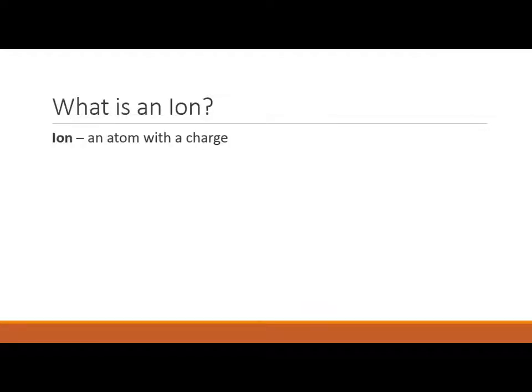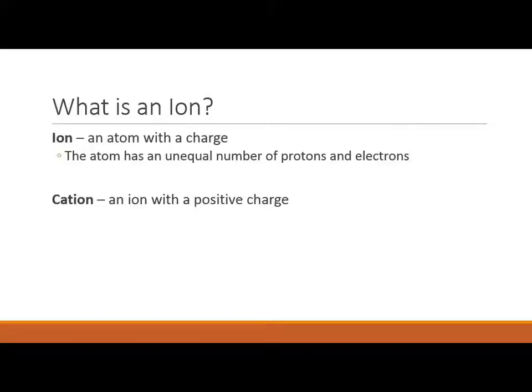Now, what does that mean? Well, it means that it has an unequal number of protons and electrons. Now, remember that there's no way for you to change the number of protons in an atom in a normal chemical reaction, but we can change the number of electrons, and so that's how we form ions. Now, there are basically two types of ions. We have cations, and cations are ions with a positive charge. We also have anions, which are ions with a negative charge.